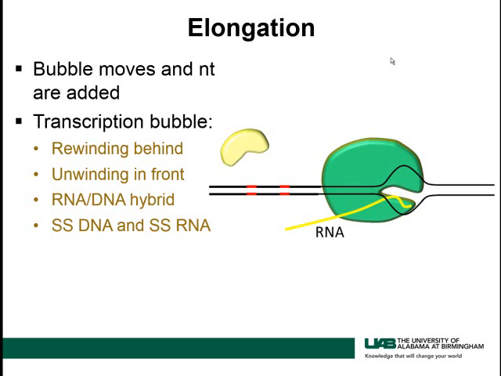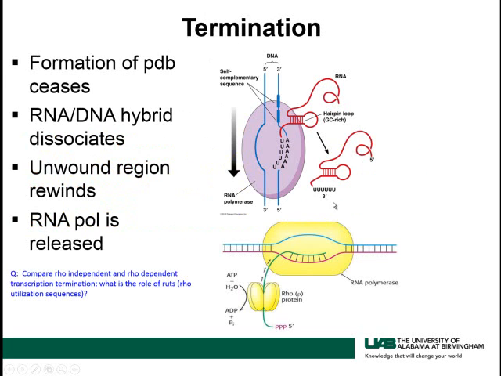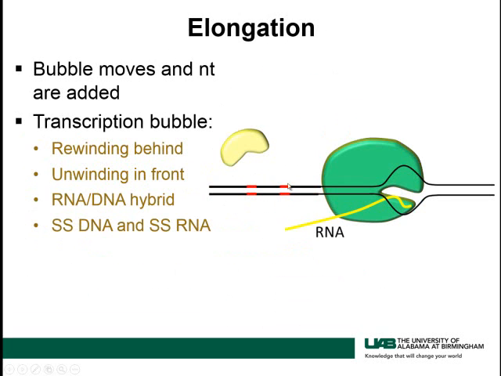And so elongation is when the bubble moves and nucleotides are added one at a time, and there is rewinding of the template for transcription behind it. So as the transcription bubble moves, when the sigma factor dissociates, there's rewinding of the DNA template behind, but there's unwinding in front. So there is rewinding behind and there's unwinding in the front.